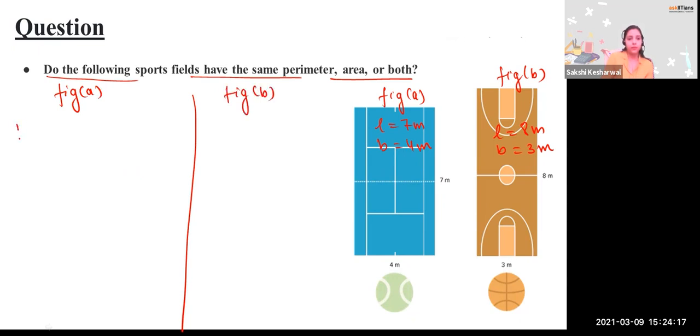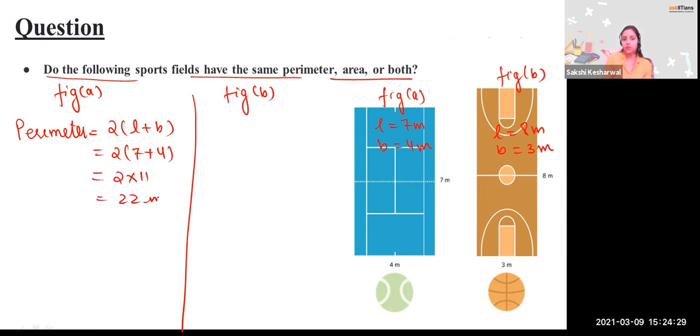So let's talk about the perimeter. The perimeter is equal to 2 times (L plus B), right or not? So this is 2 times of (7 plus 4), which is equal to 2 times of 11, which is equal to 22 meter, right? So you have to write the units also.